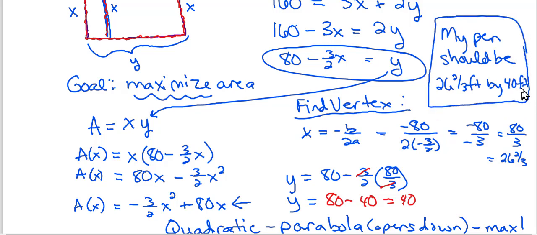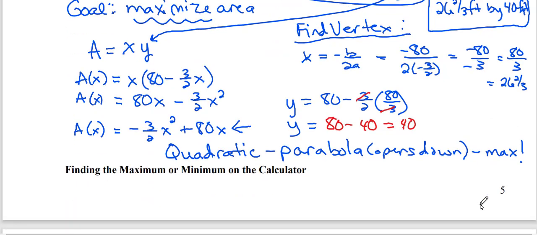That will give me a maximum area, because that is where that x value is, where the vertex of the parabola is. So that has to be the max of it. Cool, I like it. We already talked about finding the maximum or minimum on the calculator. I just wanted to make sure we addressed that. So that's why I put a little reminder to myself here to make sure we did that.